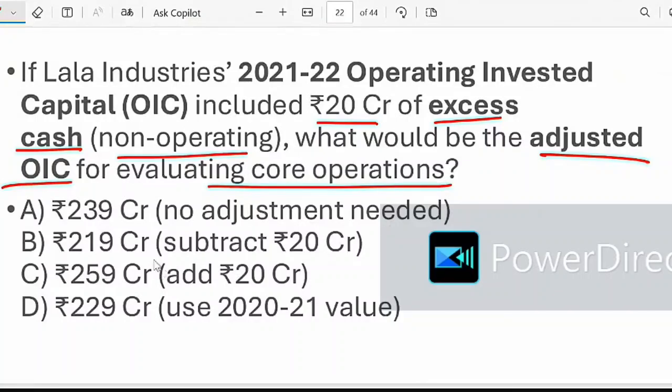Option number A, 239 crore, means no adjustment is required, keep the OIC as it is and make no change. Option number B, 219 crore, that is subtract 20 crore from OIC to adjust for the non-operating cash. Option number C, 259 crore, that you add 20 crore to OIC since we want to increase the capital. And option D, 229 crore, use the OIC value from 2021 data.